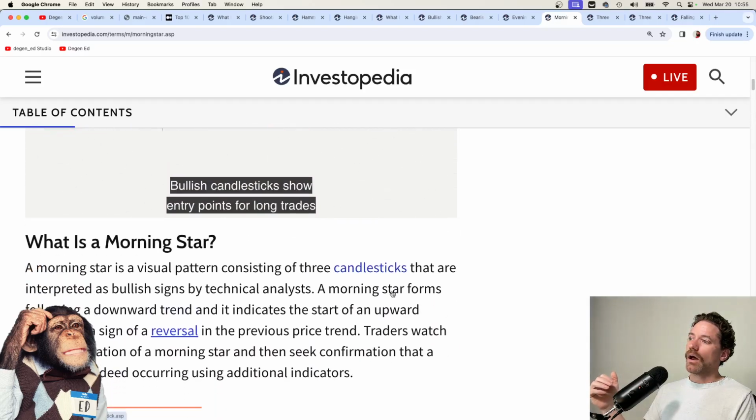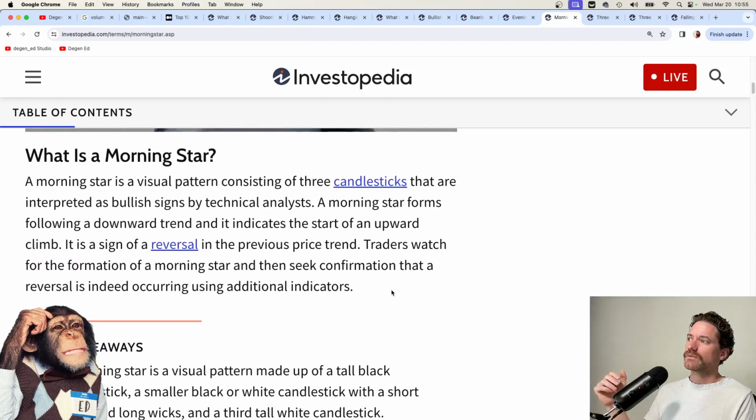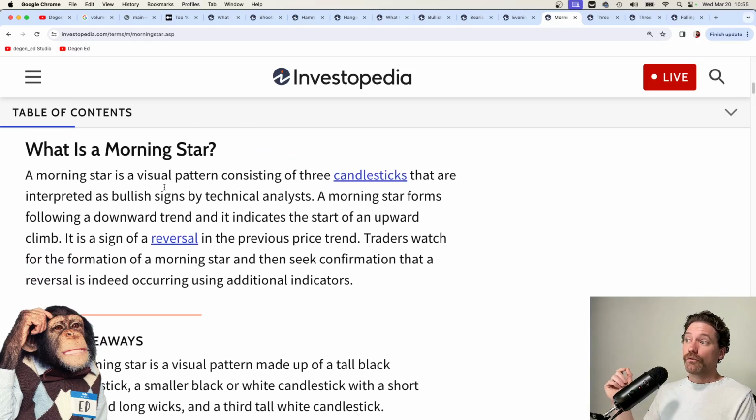I'll just read this bit and then I'll continue on to the next one. A morning star is a visual pattern consisting of 3 candlesticks that are interpreted as a bullish sign by technical analysts. A morning star forms following a downtrend, and it indicates the start of an upward climb. So even if it's a lagging indicator, you can establish a position and make a little bit of money on the upswing. Just don't want to get too greedy.